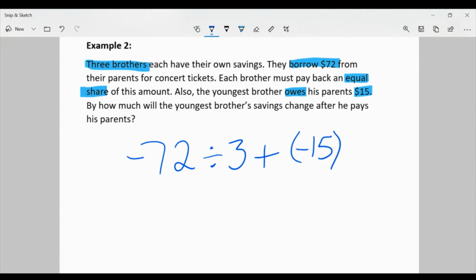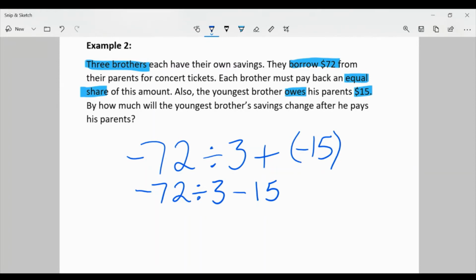Now, what I do want to do, though, is get rid of both of those signs, right? I don't want a plus and negative. So I'm going to rewrite this, and I know I have 72 divided by 3. And because it's a positive and a negative, it's going to really be minus 15, right?